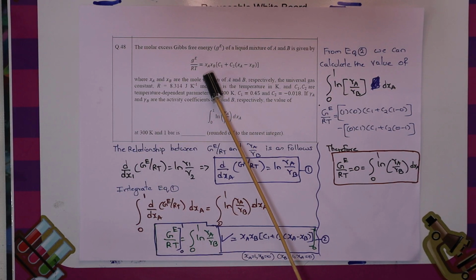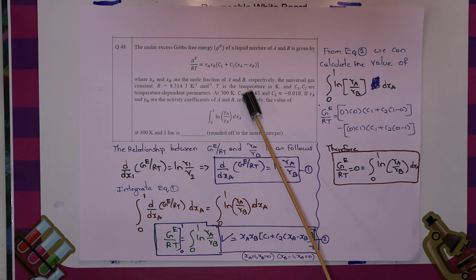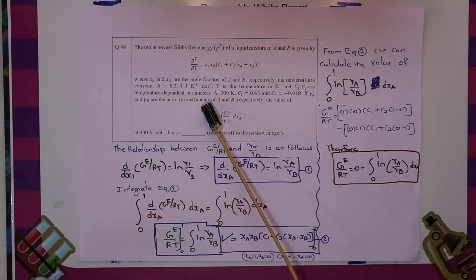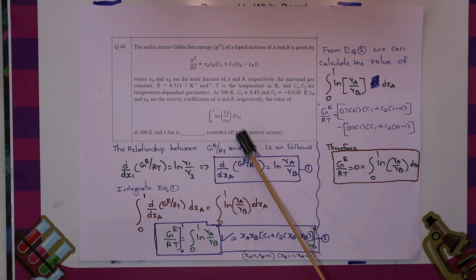GE/RT is equal to XA into XB into (C1 plus C2 into (XA minus XB)), where XA and XB are the mole fractions of A and B respectively. The universal gas constant is given, temperature is in Kelvin, and C1, C2 are temperature dependent parameters. That means at 300 Kelvin, the C1 value and the C2 value are given. What you are supposed to find out is the integral from 0 to 1 of ln(γA/γB) dXA.